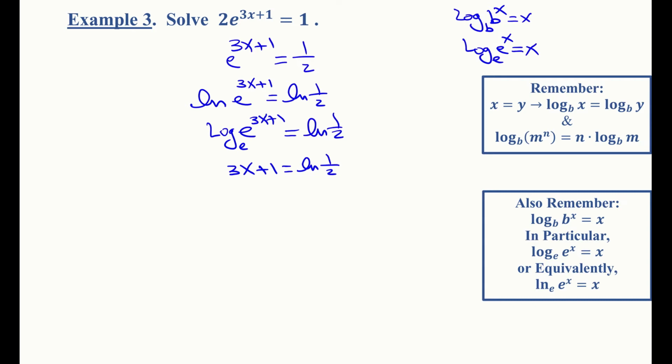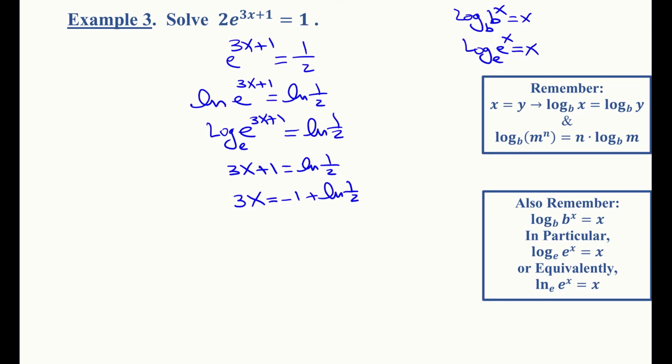And now we just need to solve for x. So we keep the 3x on this side. Let's go ahead and move the 1 to the other side. So we get -1 plus ln of 1/2. I wrote this -1 first just so it doesn't get confused whether we're subtracting 1 here or it's the ln of 1/2 minus 1. So to avoid any confusion, we can write it like that.